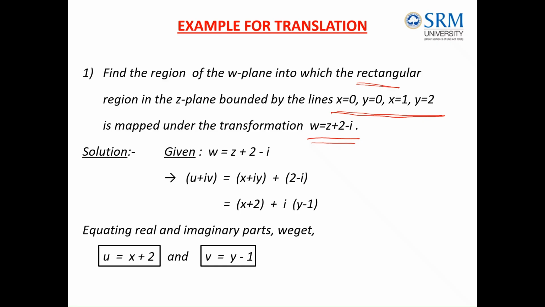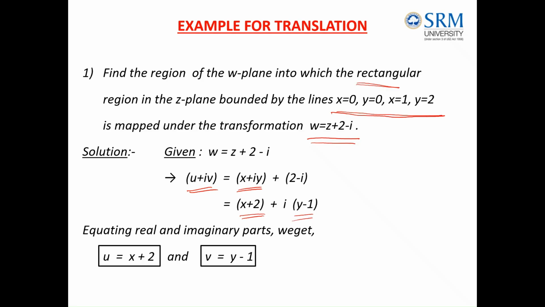First we need to find the real and imaginary parts of the analytic function. So first take w equal to z plus 2 minus i. Write w as u plus iv and z as x plus iy. Then separate the real and imaginary parts on the right hand side and equate them to the left hand side, u plus iv.